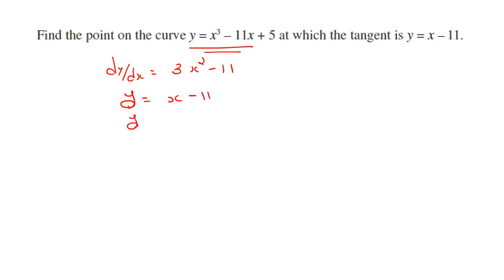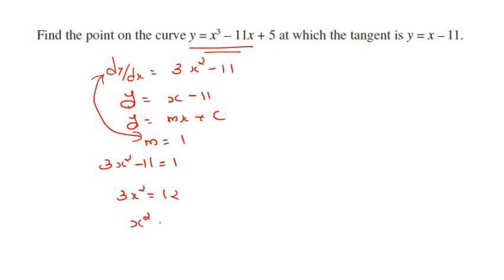Now, compare it with y = mx + c. So, what is the slope of the tangent m? It is 1. But these two are equal: dy/dx is the slope of the tangent, and this is also the slope of the tangent. So, what can you say? 3x² - 11 = 1. So, 3x² = 12, x² = 4, x = ±2.